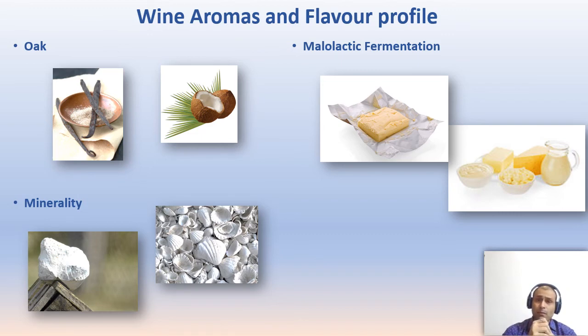So these are the common aroma and flavor profiles of wines, whether it's red or white, depends. You're talking about oak, you're talking about minerality, you're talking about malolactic fermentation. All of these are very important factors when you're talking about aroma and flavor profile of a wine. You need to understand that wine can develop these flavors from the grape, from fermentation, and also from aging.